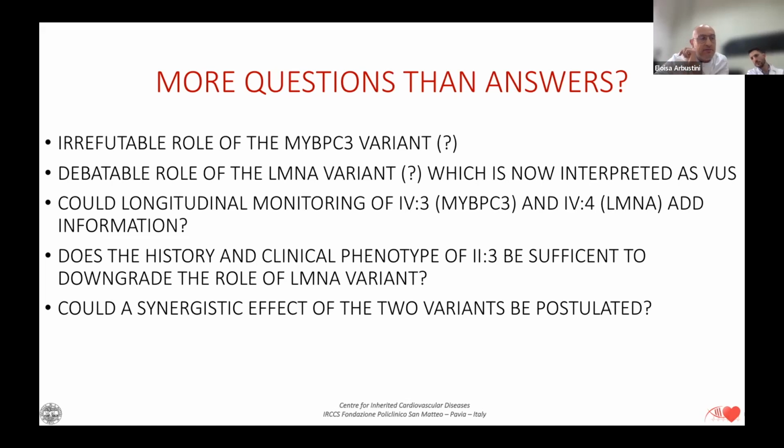Could it have led to the final phenotype of our proband, which is characterized by an earlier fibrosis than his father and his sister? And at the same time, could the lamin variant have contributed to the final phenotype of our proband, which is characterized by a more pronounced arrhythmic diathesis? So there could have been a synergistic effect.